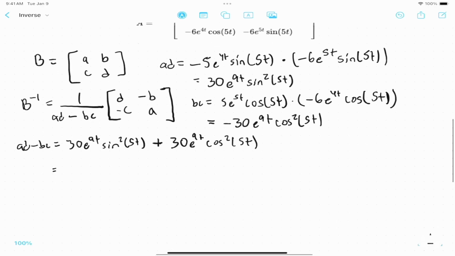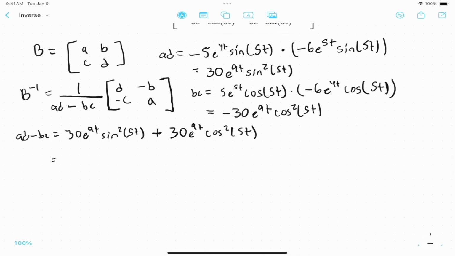And we can do a little bit of simplification by factoring out 30e to the 9t. So if we factor it out, we get 30e to the 9t times sine squared of 5t plus cosine squared of 5t. And we know from trig that sine squared of x plus cosine squared of x is 1. So we have 30e to the 9t times 1, which is just 30e to the 9t. Multiplied by 1, it doesn't change anything. So now we have a value for AD minus BC.